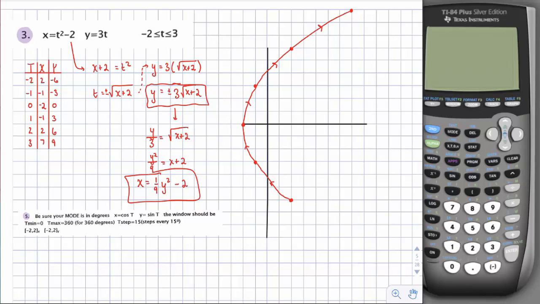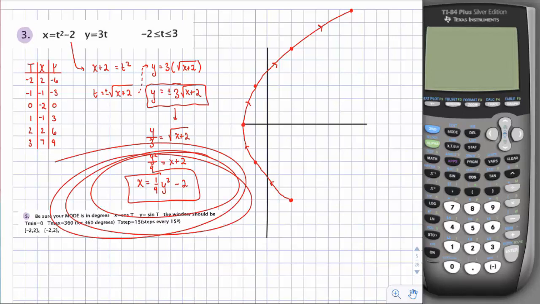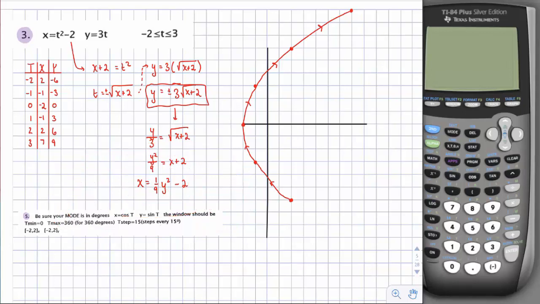So regardless, you can see it as a sideways parabola. This is the one we've been doing the most of lately. It's a sideways parabola and it's going left 2 because that is my h value, that minus 2. So that all shows up in my graph. So that's what that looks like.